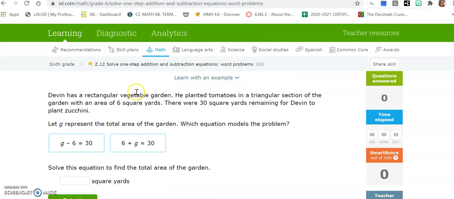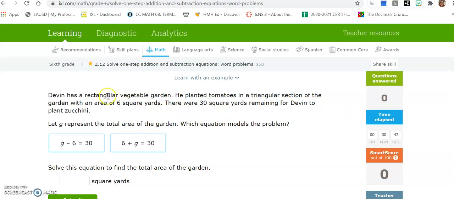I want you to pay close attention to this. There's 2 parts to this IXL. You need to read the word problems, and then you need to answer it. So you need to make a choice right here. For example, Devin has a rectangular vegetable garden. He planted tomatoes in a triangular section of the garden with an area of 6 square yards. There were 30 square yards remaining for Devin to plant zucchini. Let G represent the total area of the garden. Which equation models the problem? So which one would it be?